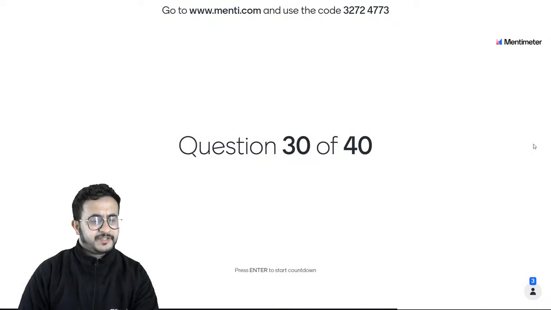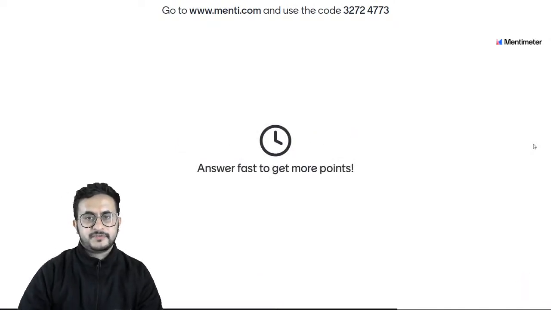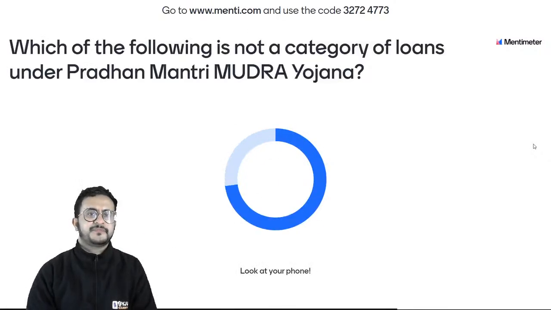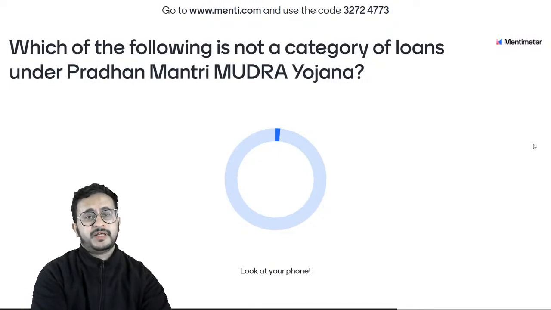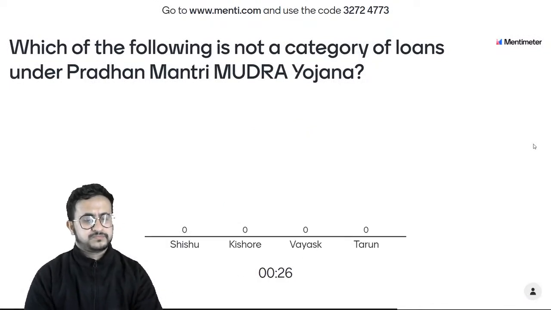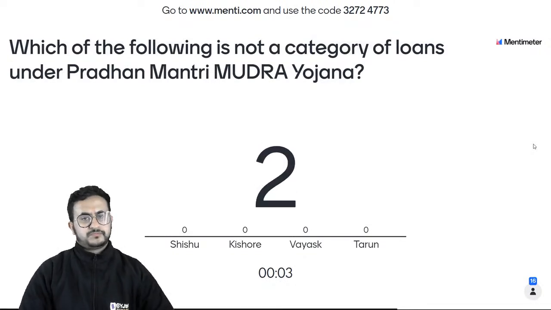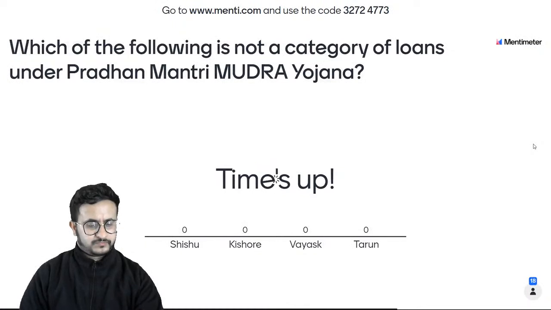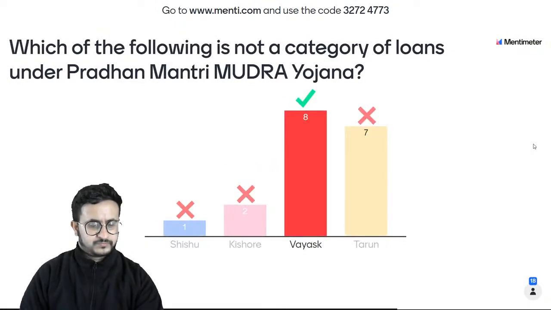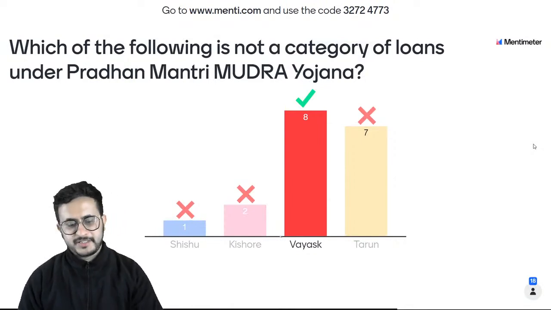Okay, question number 30, and after this we shall have a look at the leaderboard again and see who is leading among Damru, Maheshwari and the others. Which of the following is not a category of loans under Pradhan Mantri Mudra Yojana? Shishu, Kishore, Vayask or Tarun? Okay, yes, the right answer is Vayask, right?